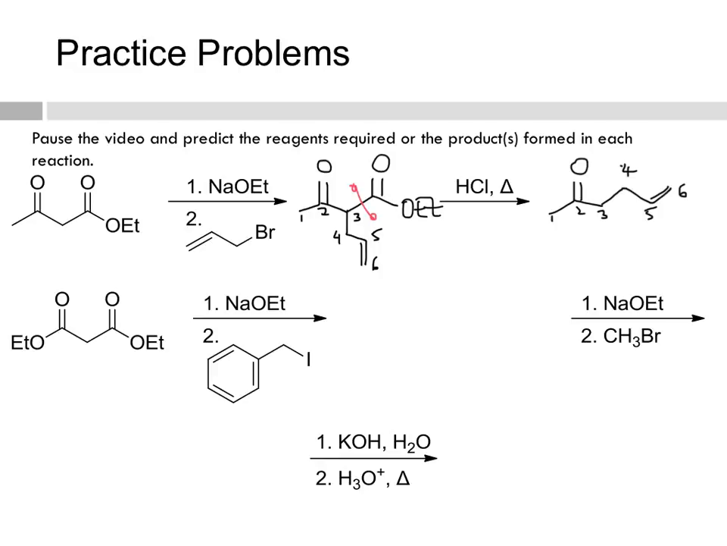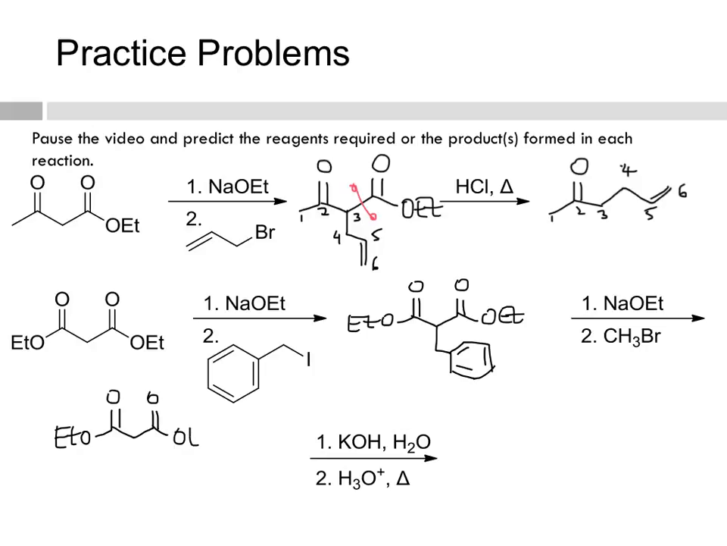In the second set of reactions, we are doing the malonic ester synthesis. We're starting with diethyl malonate. We're doing 2 deprotonations and alkylations. So the first one is incorporating a benzyl group. And then we deprotonate again and incorporate a methyl group. So now we have a methyl group and a benzyl group.